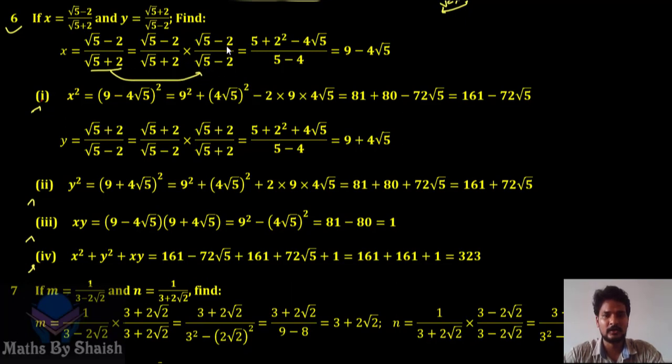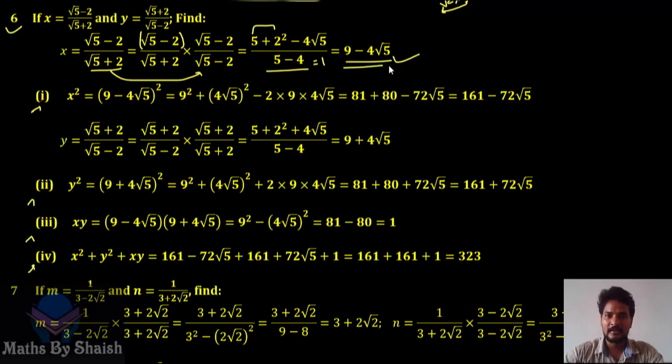So we get root 5 minus 2 in the numerator and denominator, and then the denominator is going to be root 5 plus 2 times root 5 minus 2, that is root 5 square is 5, 2 square is 4, and 5 minus 4 is going to be 1. The numerator is root 5 minus 2 whole square, that is root 5 square is 5, 2 square is 4, minus 2 times ab, that is 2 into 2 is 4, root 5. So the numerator becomes 5 plus 4, 9, minus 4 root 5.